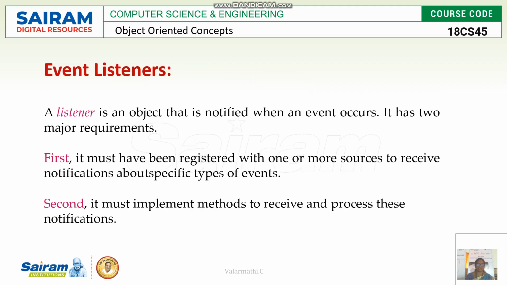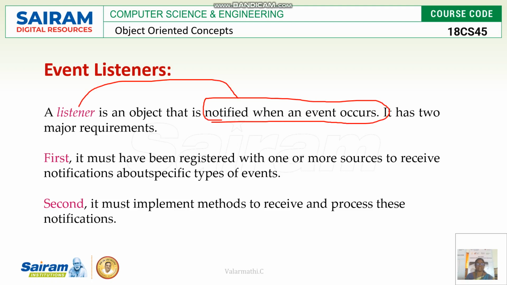And what is meant by event listeners? An event listener is another object that is notified when an event occurs. So whenever the event occurs, it will be notified by the corresponding listeners. And it has two major requirements. First, it must be registered with one or more sources to receive the notification.